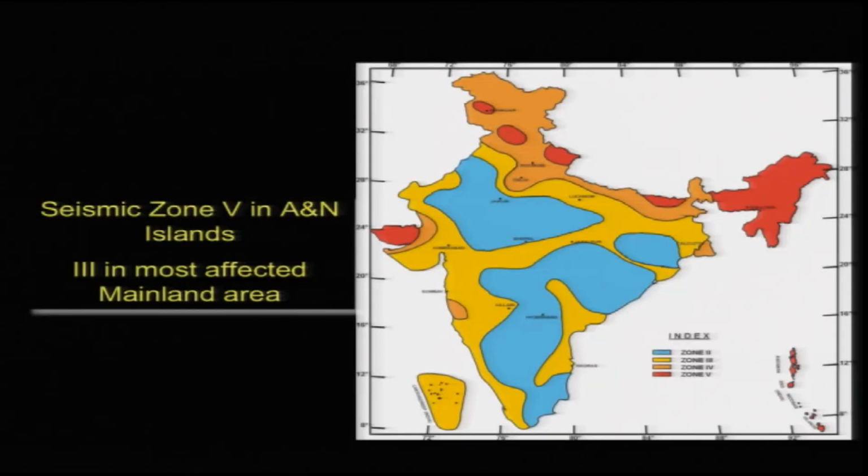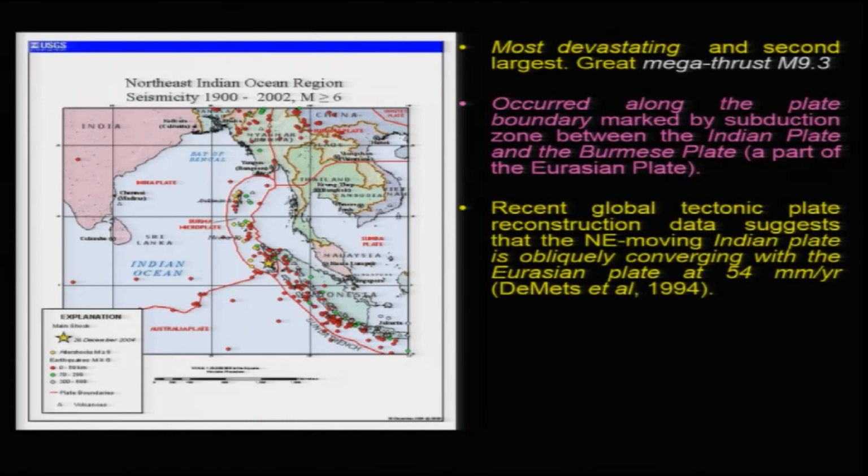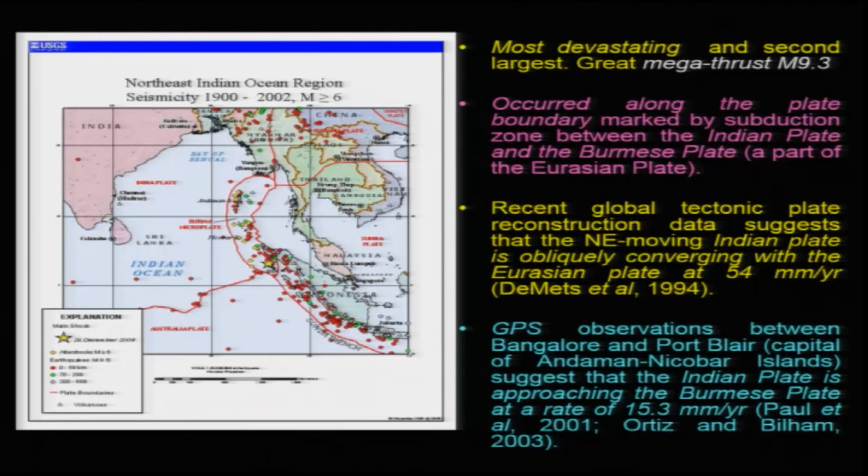So, as we know from our seismic zonation map, Andaman sits in zone 5, a highly vulnerable zone because of large magnitude earthquakes experienced in the past and a very active subduction zone which sits here. So, it is one of the ideal locations to experience tsunamis from this region. This is the subduction zone I am talking about.